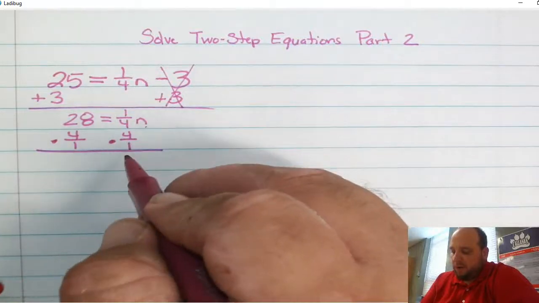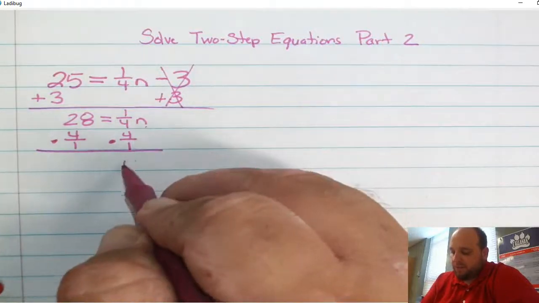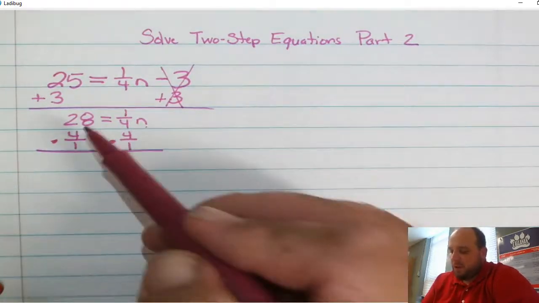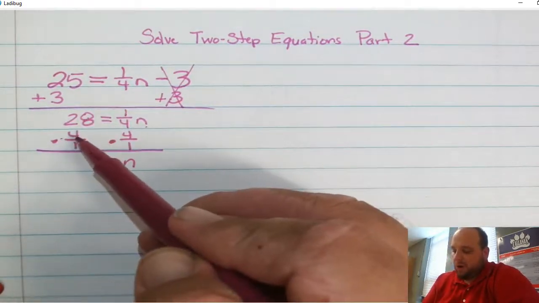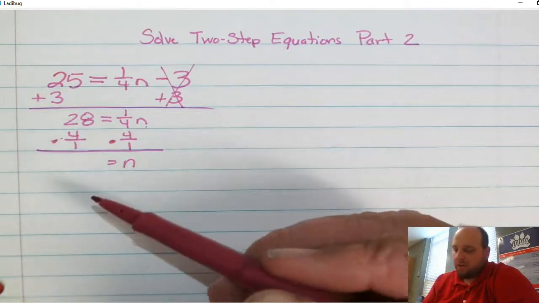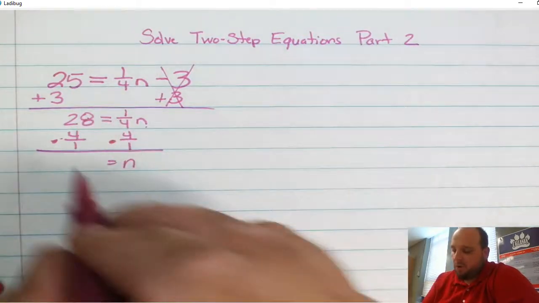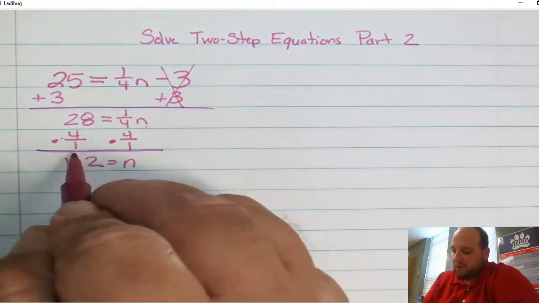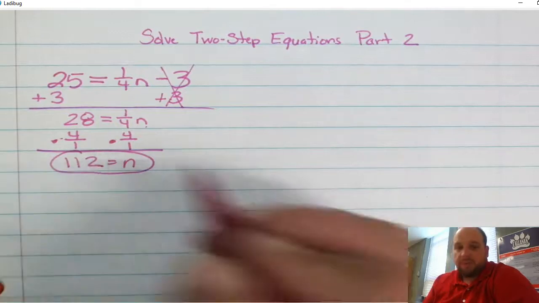1/4 times 4/1 equals 1. 1 times n is n, because we talked about these being reciprocals. The reciprocals equal 1. So I take 28 over 4/1. Well, hopefully you realize that 4/1 is just 4. So really you have 28 times 4, which gives you an answer of 112. So you end up with 112 equals n.